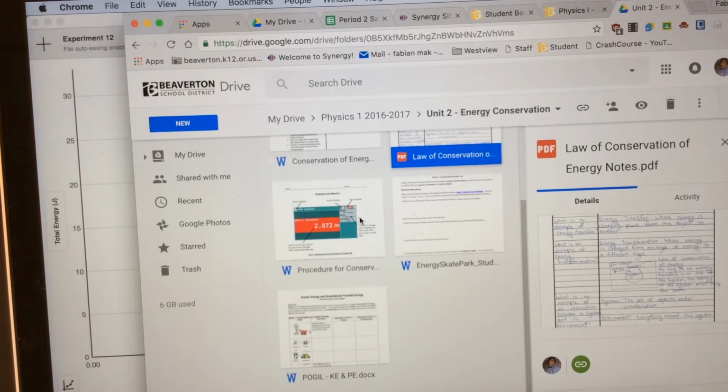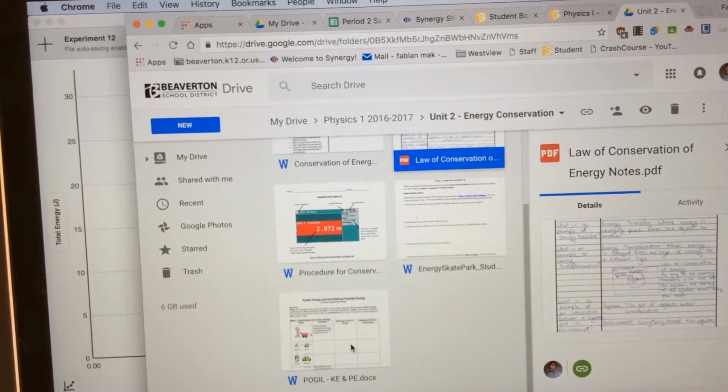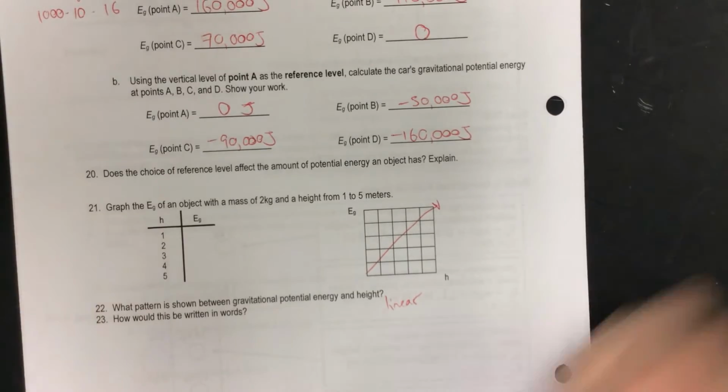The lab is here. The two worksheets, the energy skate park and the POGIL. It's all here. Okay, so use the resources. All right.